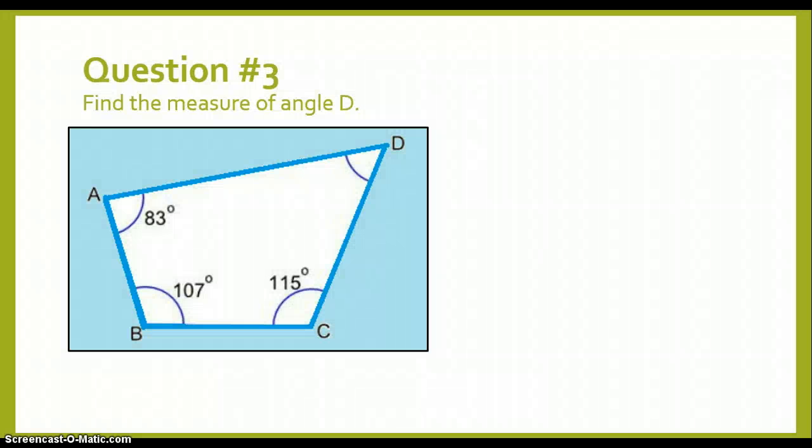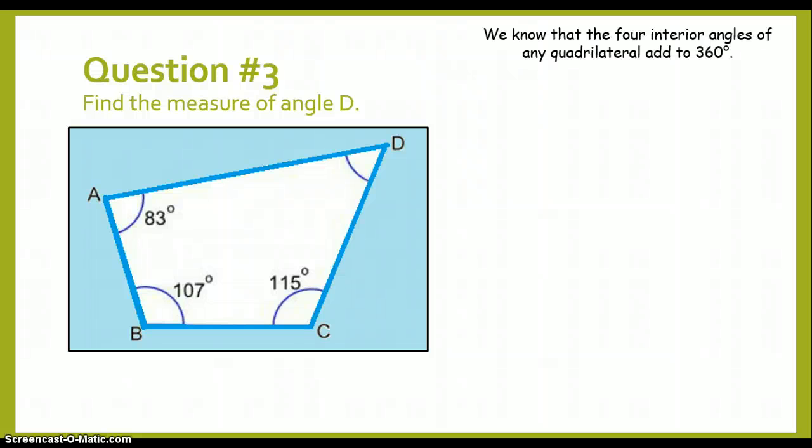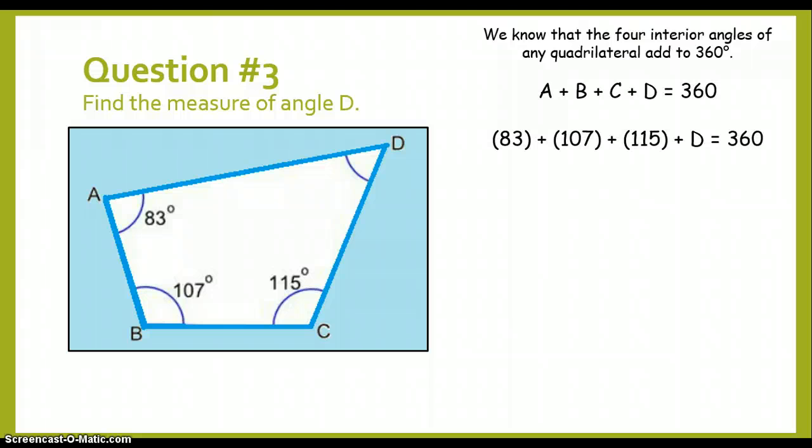Question 3 is a basic quadrilateral. Again, we're going to start by reviewing what we know. And what we know is that the four interior angles of any quadrilateral add to 360 degrees. So again, just like with question 1, we're going to plug in what we know. And we know that angle A is 83 degrees, angle B is 107 degrees, and angle C is 115 degrees. So we just plug those into the equation, A, B, C, and we know that those plus D equal 360 degrees.